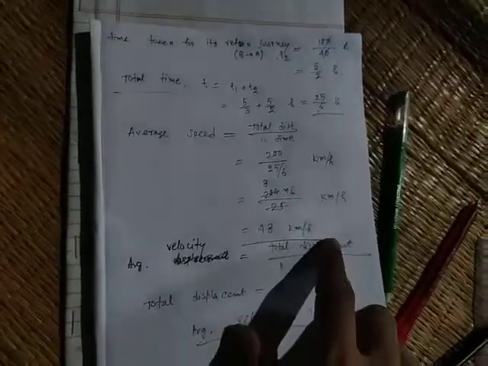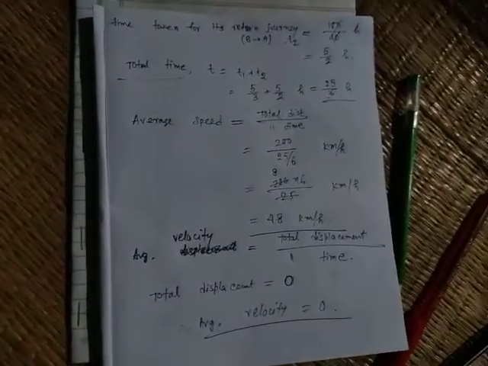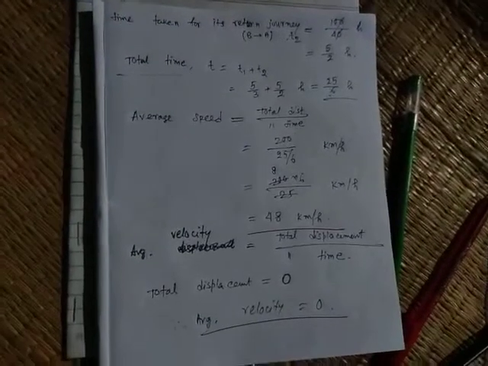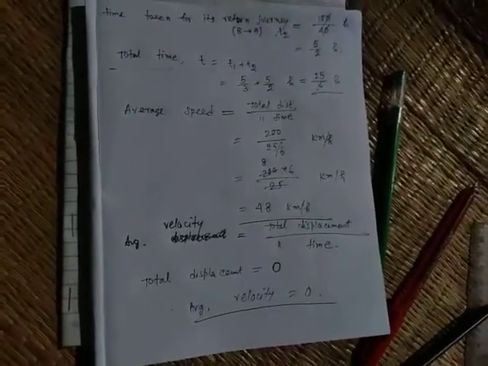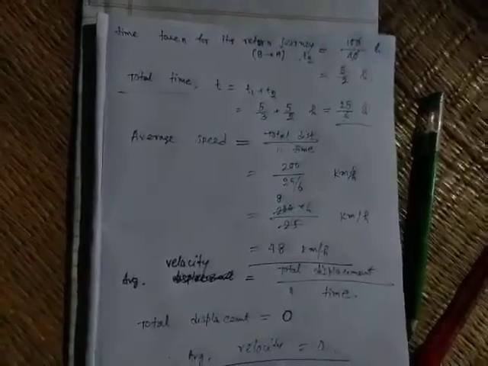So if the initial and final position are the same, then we can say the total displacement is 0. As the displacement is 0, the numerator is 0. As the numerator is 0, the value of the total fraction is 0. That's why the average velocity is also 0 here. Clear, students?